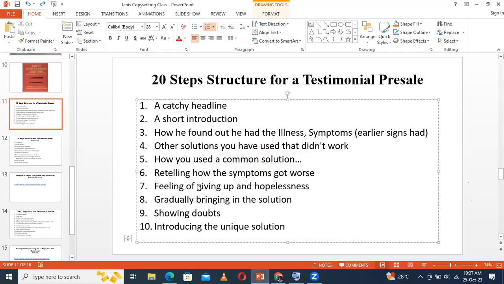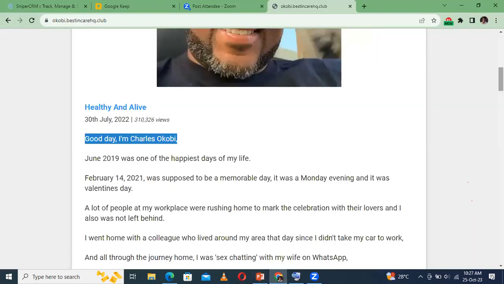The reason why it is always the longest part is because you have to write it the way it happens to most people. It does not just happen suddenly. People just don't have high blood pressure suddenly. They'll start seeing signs. They'll probably not take note of those things until something very severe happens. Do you understand? So in this case, this man was seeing signs until it became so bad that he was now struggling to maintain an erection.